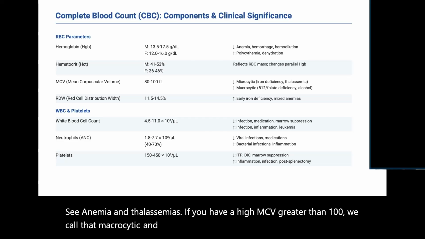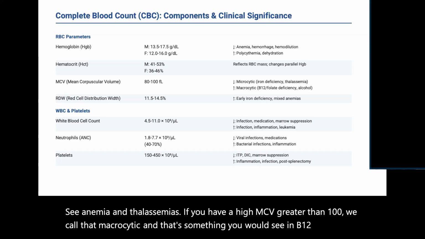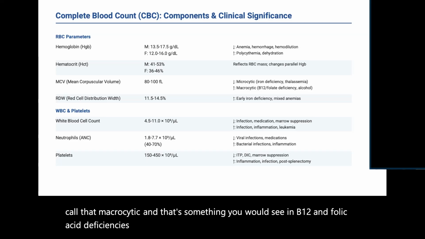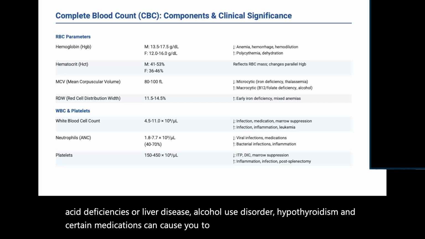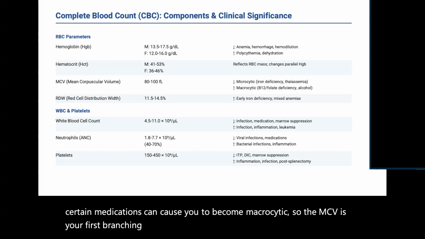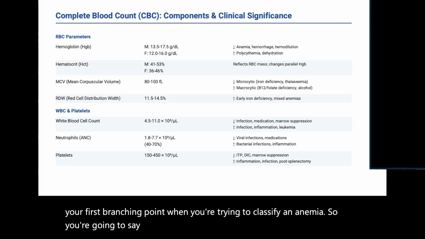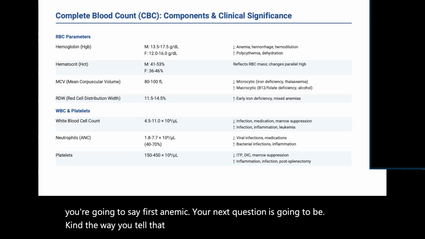And that's something you would see in B12 and folic acid deficiencies, or liver disease, alcohol use disorder, hypothyroidism, and certain medications can cause you to become macrocytic. So the MCV is your first branching point when you're trying to classify an anemia. So you're going to say first, anemic. Your next question is going to be, what kind? The way you tell that is you're going to look at the MCV as your first indicator of which way we're going to go.